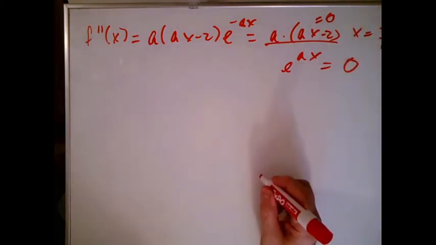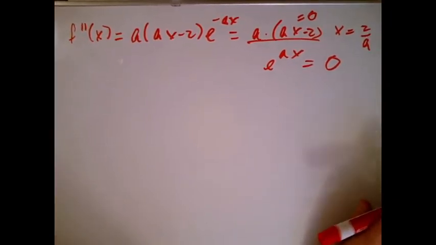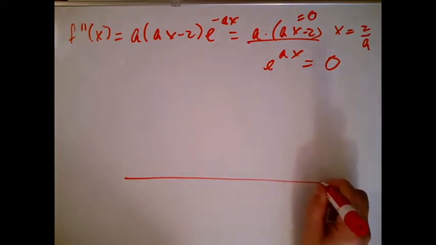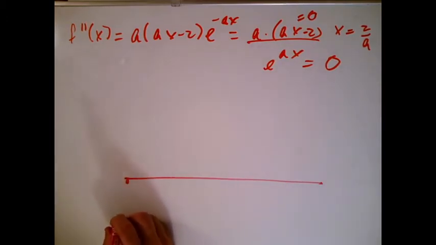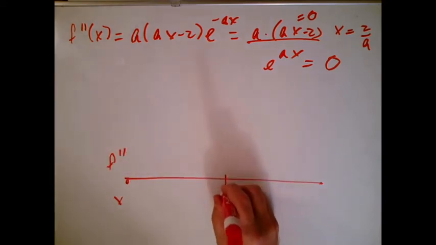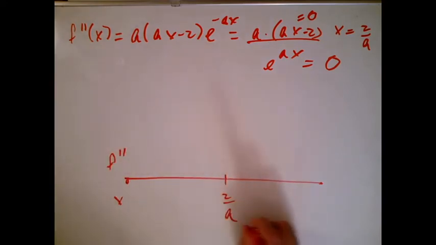So that's the only number that's actually, see, 2 over a. That's the only number that's going to go on our sign chart for the second derivative. So I'm going to draw a number line for the second derivative. I'll put x right here. I'll put the second derivative right here. 2 over a goes right there like that.